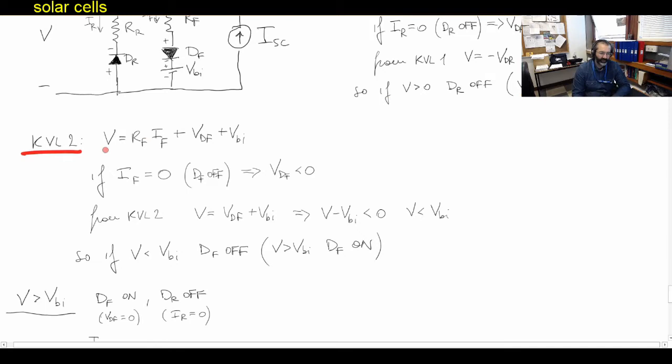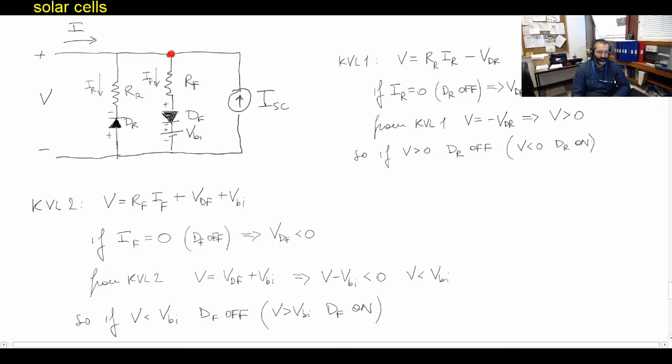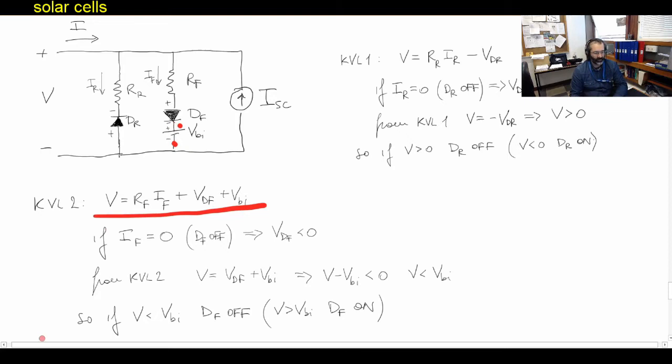And so we write that in this case, if you look at the circuit, from this point to this point, we have the voltage is V, but V must also be equal to the voltage between this and this, plus this and this, plus this and this. And so this ends up being this quantity. And so again, if we work under the assumption that IF is zero, which means that DF is off, this means that VDF must be smaller than zero.